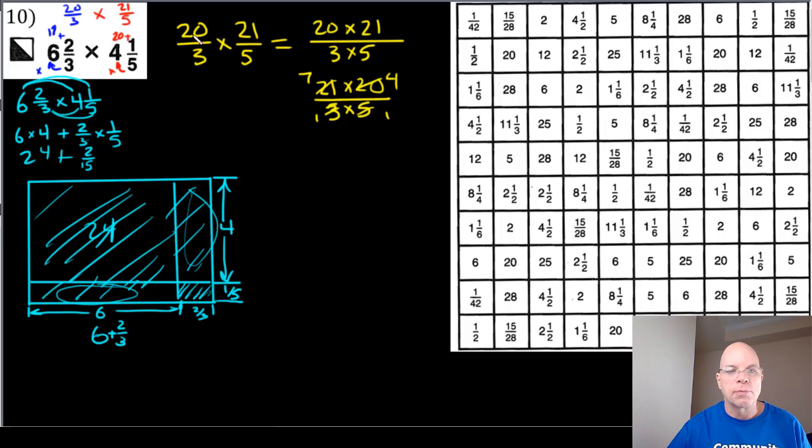If any numerator and any denominator in a multiplication expression have a common factor, like 20 and 5 have a common factor of 5, you can divide the numerator and denominator by that common factor. 5 divided by 5 is 1, and 20 divided by 5 is 4. Similarly, the 21 and the 3 have a common factor of 3. 3 divided by 3 is 1. 21 divided by 3 is 7. And so we get 4 times 7, which is 28, over 1 times 1, which is 1, and that's just 28.